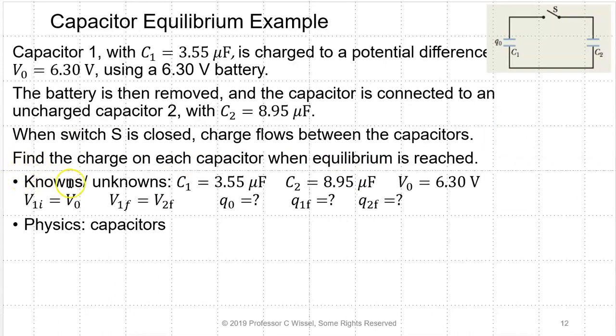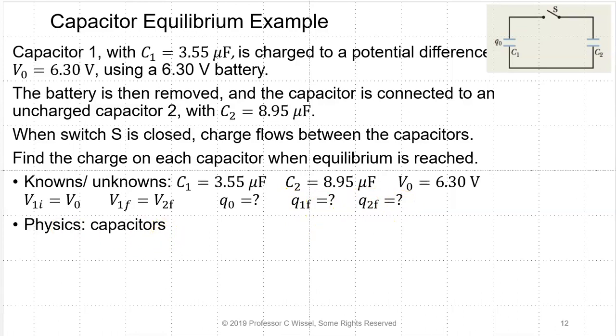Okay, so then we want to write down the knowns and unknowns. C1 is 3.55 microfarads, C2 is 8.95 microfarads, V0 is 6.30 volts. V1I is V0, so that's the initial potential across the original capacitor. V1F is going to be equal to V2F. Why? Because they're connected together until the charge stops flowing. So in other words, they reach equilibrium. We don't know Q0. We want to know Q1F and we want to know Q2F.